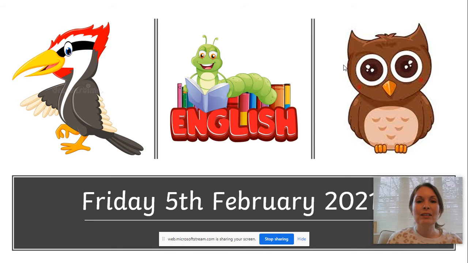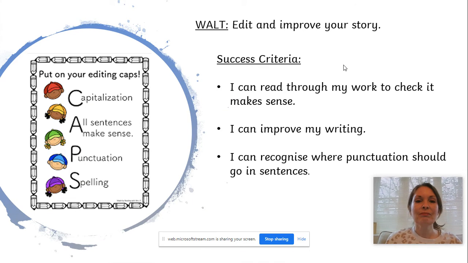Let's see what we're learning today. So today we are learning to edit and improve your story, the story that you wrote yesterday. To be successful, we need to be able to read through your work to check it makes sense, to be able to improve your writing and to see if you can recognise where punctuation should go in your sentences.